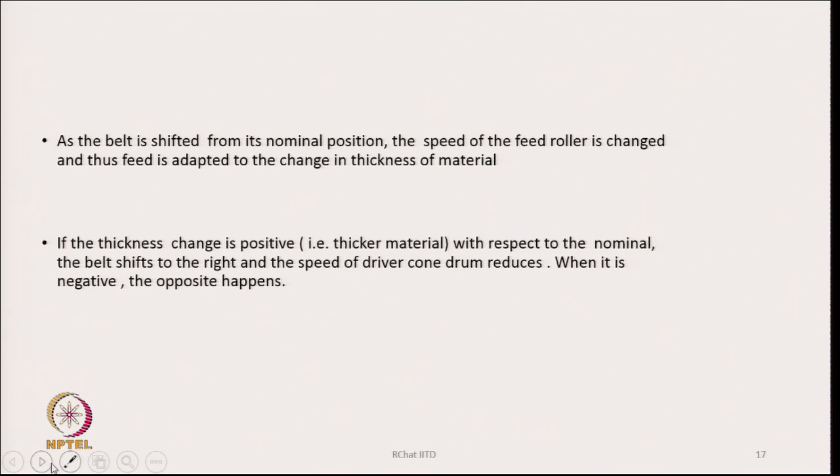If the thickness change is positive, that is, thickness has increased with respect to the nominal, the belt will shift to the right hand side and the speed of the driven cone drum will reduce, and when it is negative, the opposite effect is going to happen.